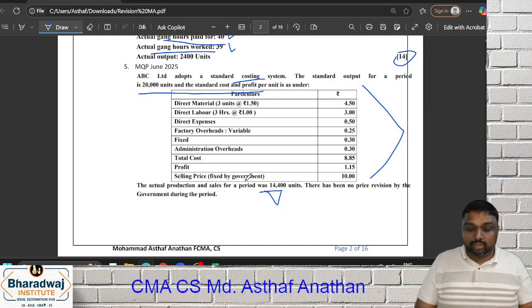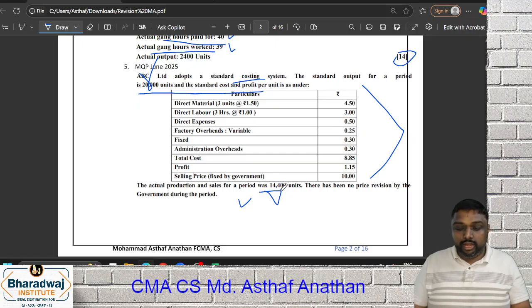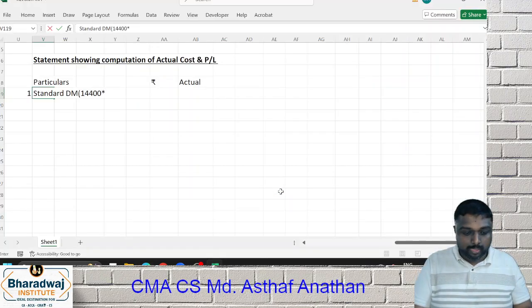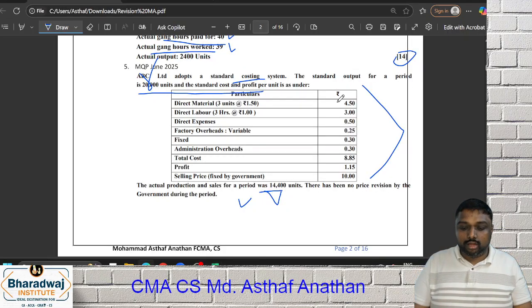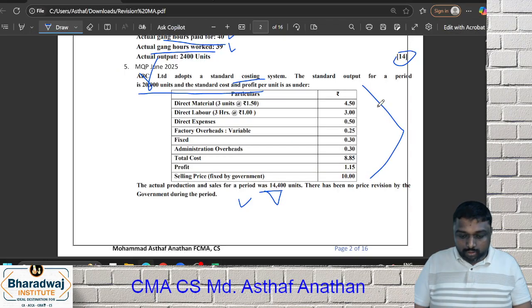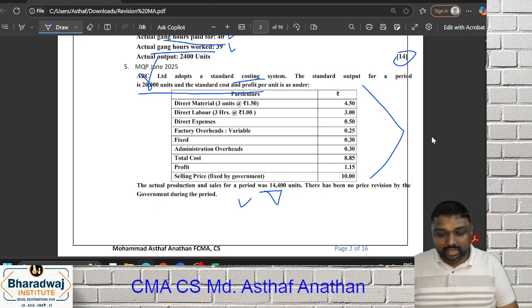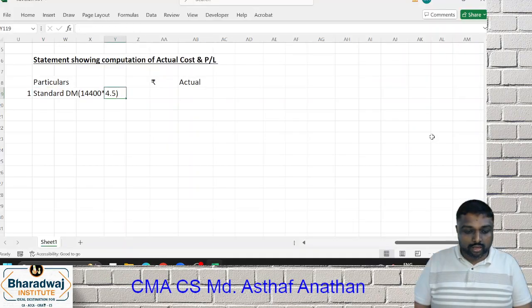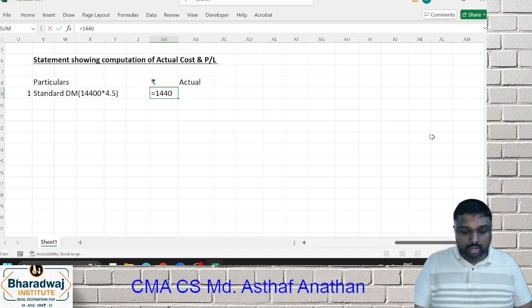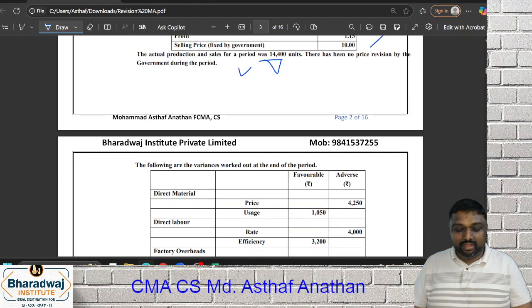So everything you have to take for actual production. Don't take this 20,000, your actual only you have to use. So 14,400 into what is the material cost for 1 unit? It is 4.5. For 1 unit it is 4.5. Correct? So what will come? 14,400 into 4.5, 64,800.